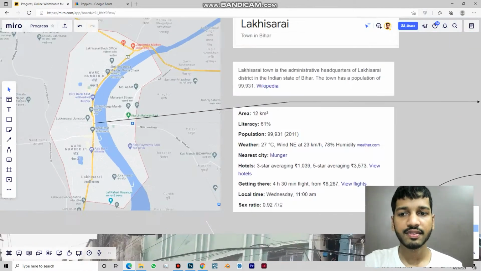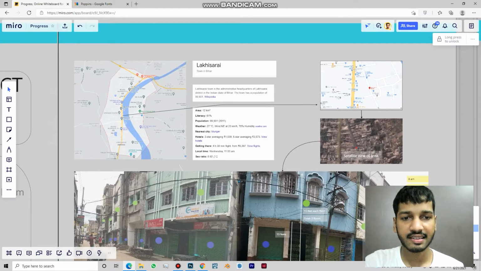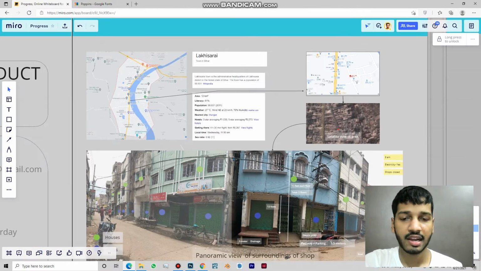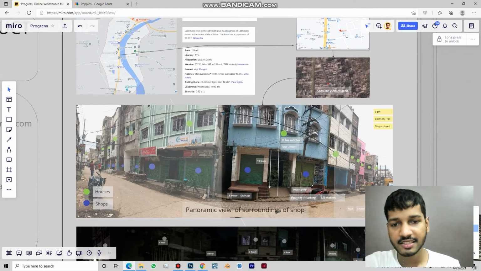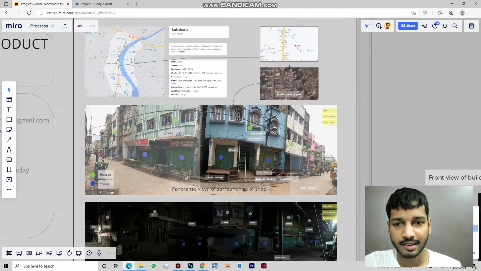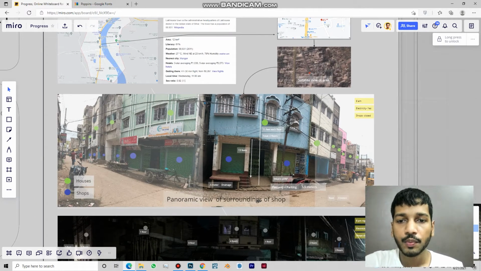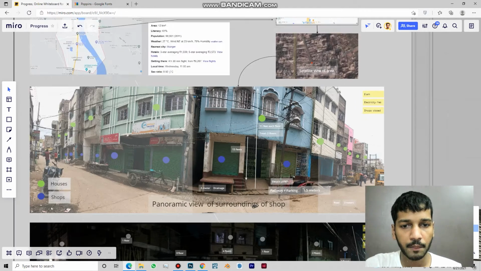So this is the area of Lakhisra. On this road, this business was located, Janta Product Lakhisra. The satellite view was not clear. I Googled on the internet as well why our GPS is not as clear as America. There are some reasons, government policies.